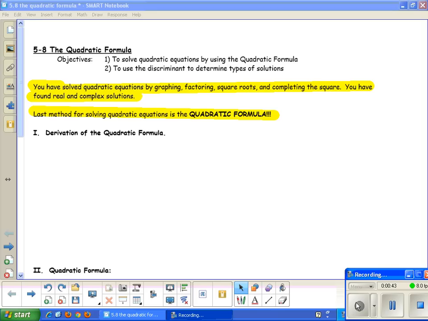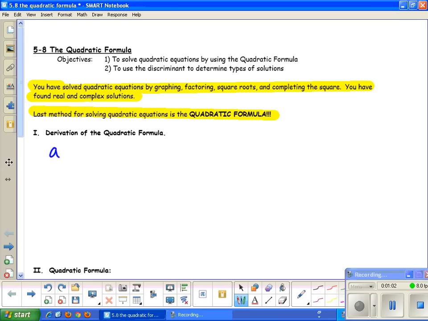Now the first part that I'm going to do is derive the quadratic formula. If this part is a little hard for you to understand, that's okay. Just write it down. You don't need to memorize it. I'm not going to have you write it down for a test or a quiz, but it's kind of helpful to see where this formula comes from. So the first thing I'm going to do is write down standard form for a quadratic equation. So ax squared plus bx plus c.